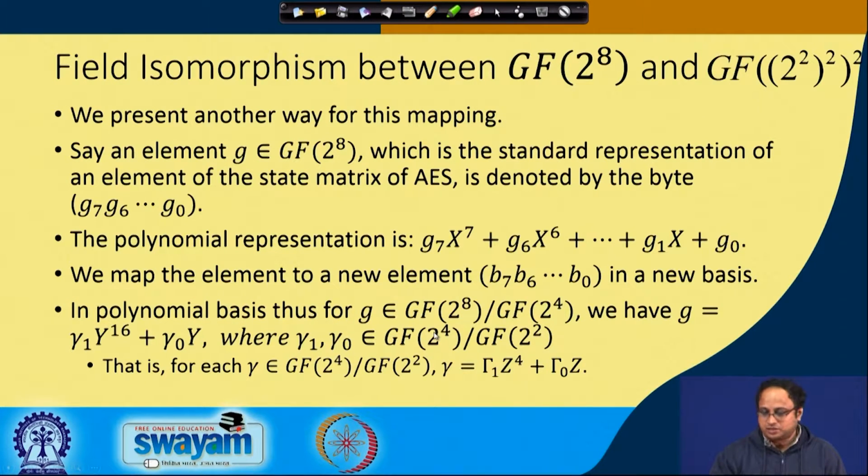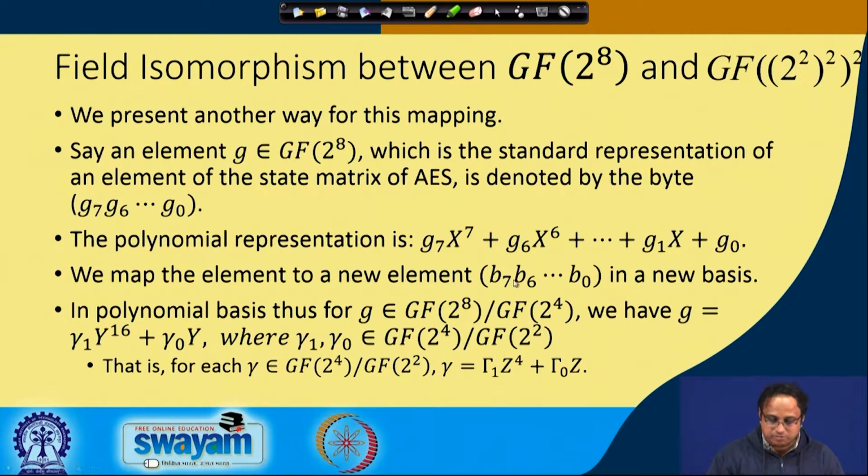So finally, we have essentially derived all the individual steps, and just for completion we now need to do the final transformation, both from GF(2^8) to GF(((2^2)^2)^2) and from this field back to GF(2^8). So we present, in the polynomial basis, another way of doing this mapping. We take an element, say G, which belongs to GF(2^8), which is the standard AES representation. You can abbreviate it by the tuple G0 to G7, and this is your corresponding polynomial representation.